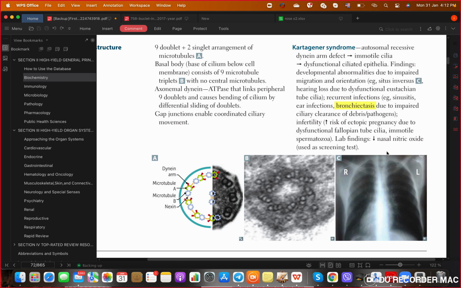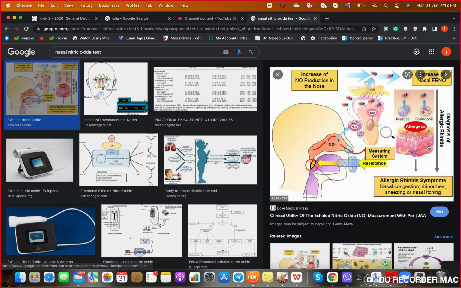Each time I teach this concept, the same question. Please ask it. I don't know, though. Why nasal nitric oxide is even related to dysfunctional cilia? Yeah, well, here it goes.